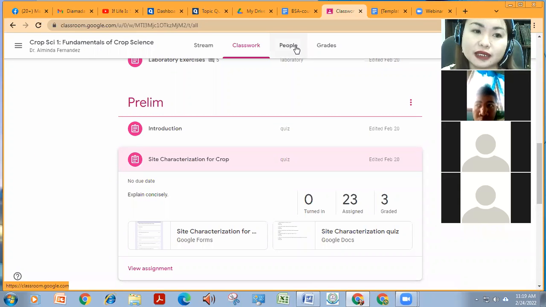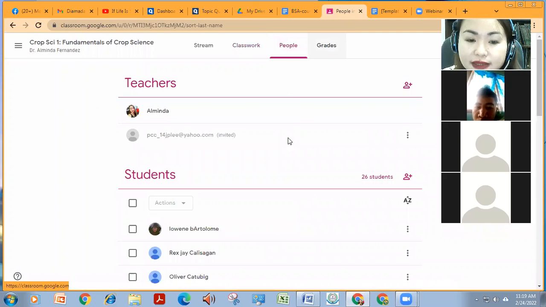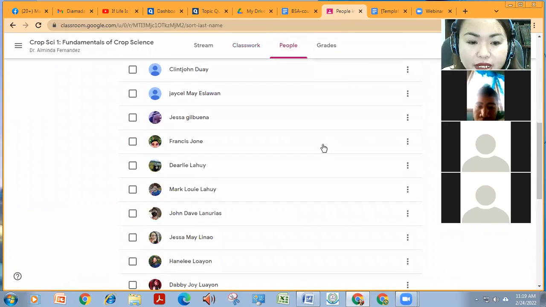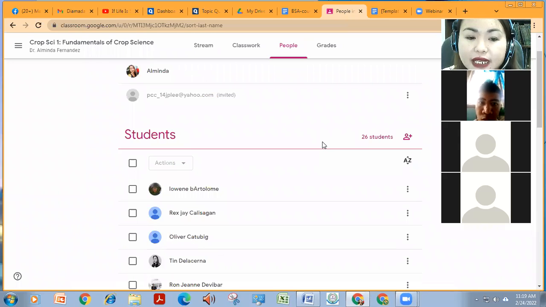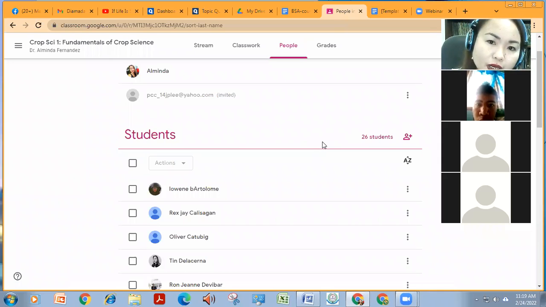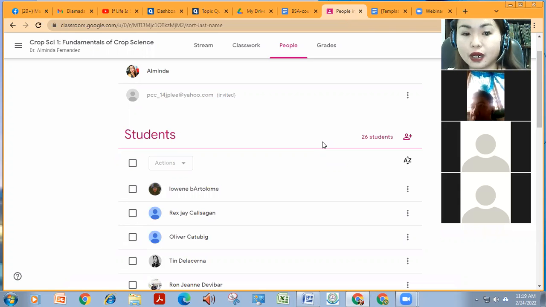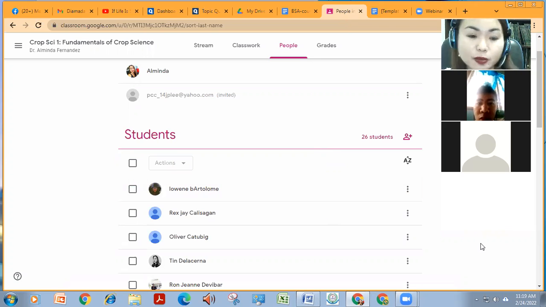Mas maganda din na dito sa Google Classroom ninyo kung ma-access niyo lang. Whichever is more accessible sa inyo, we will be flexible as much as possible. But then, dito ako mag-grade sa ating Google Classroom. Last time kasi I've tried na Facebook group na doon na i-access ninyo lahat kasi mas socialize yung Facebook. But then in terms of transparency sa grades, bumalik ako dito sa ating Google Classroom.